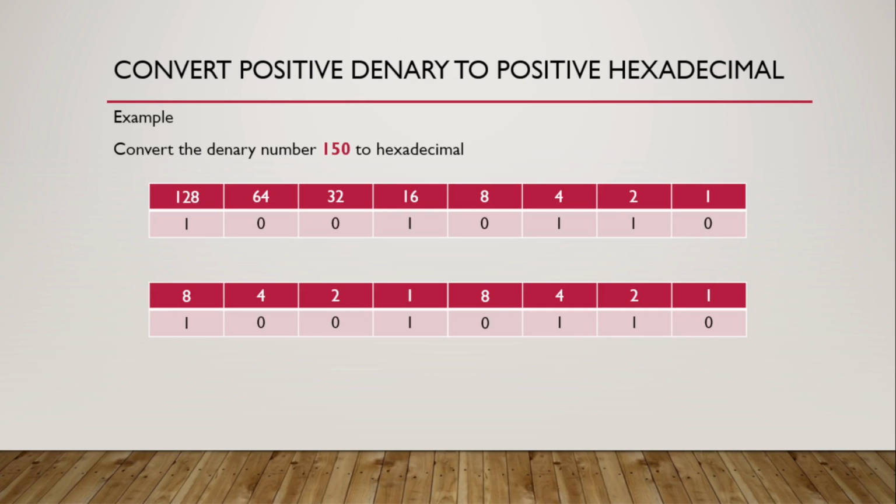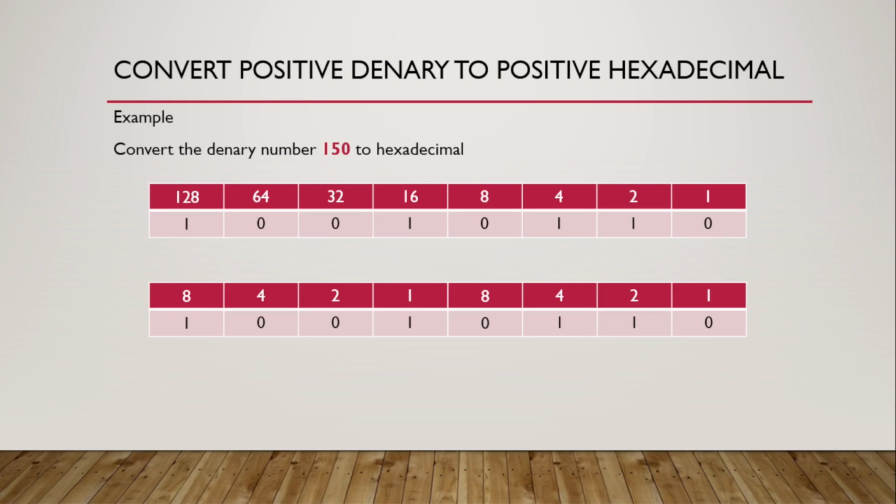So these tables below look similar to the one above, except that we have two tables for the one below, whereby each table has the highest place value of 8.